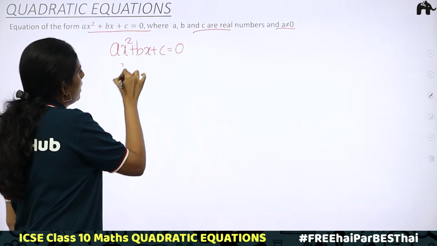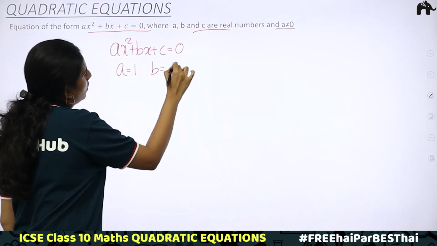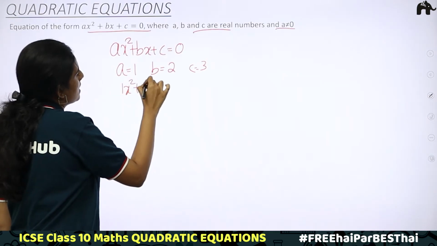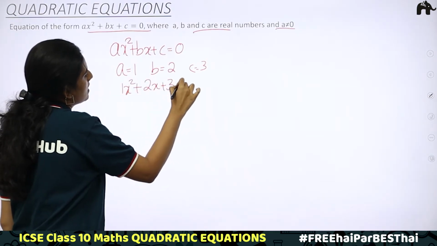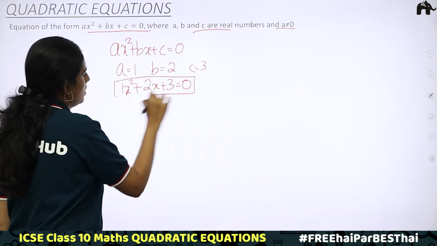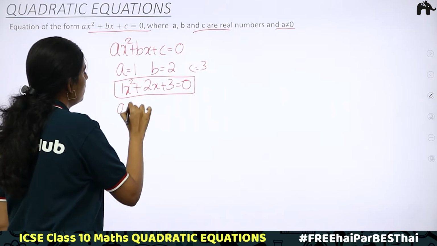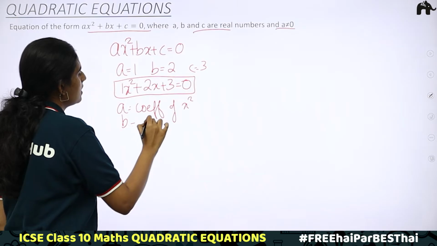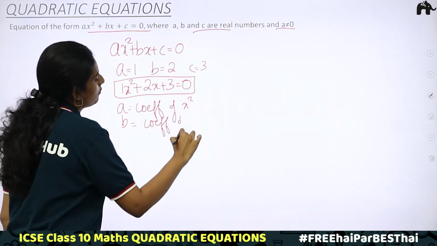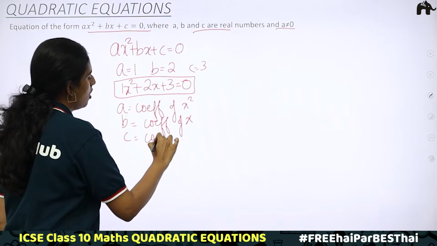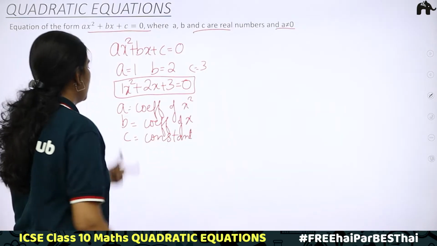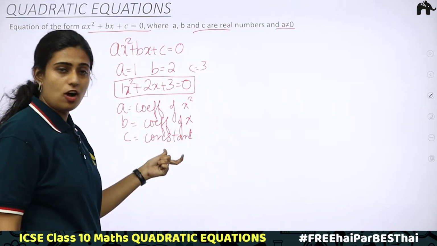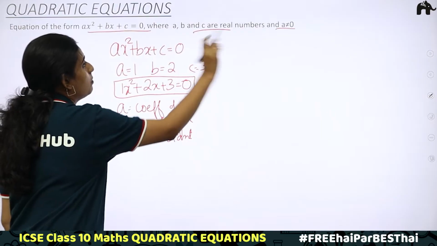Now, for example, if I put a is equal to 1, b is equal to 2, c is equal to 3, I'll be getting 1x square plus 2x plus 3 is equal to 0. This is a quadratic equation. Here, a is the coefficient of x square, b is the coefficient of x and c is the constant. Now, a should never be equal to 0.